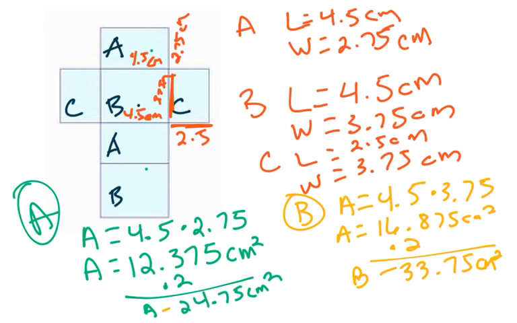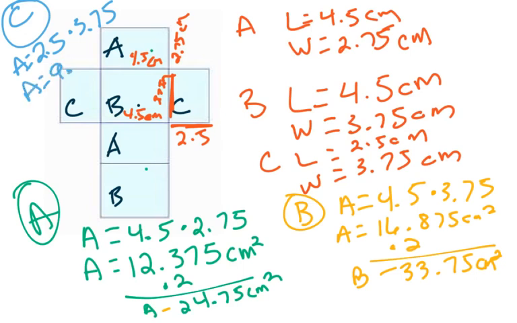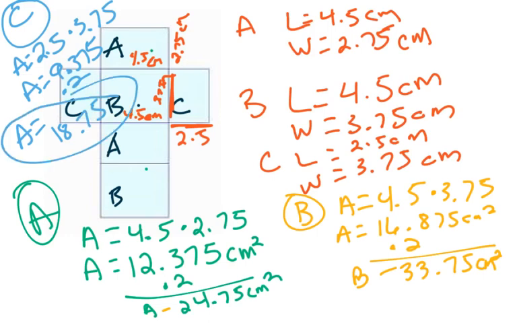Okay. C, we'll go blue. Where am I going to put C? We'll put C up here. Okay, so C, area is equal to 2.5 times 3.75. Area is equal to 9.375. I have two of those. Area is going to be 18.75 centimeters squared.